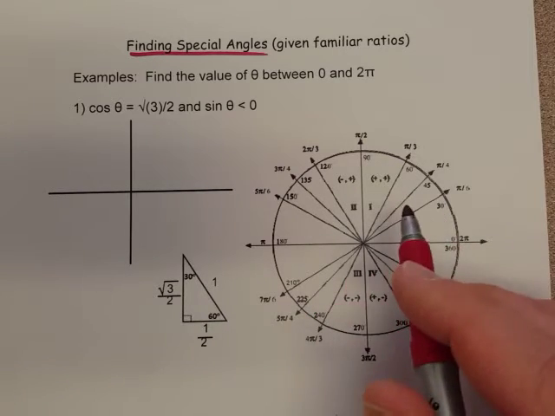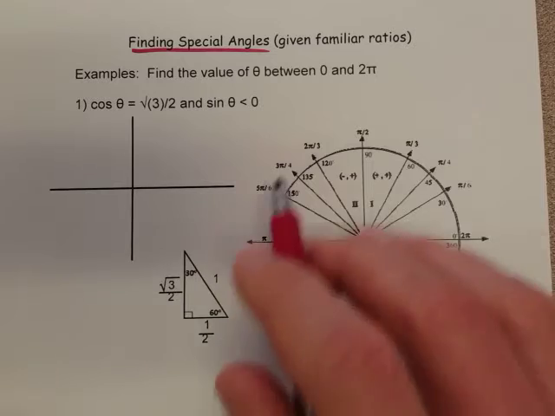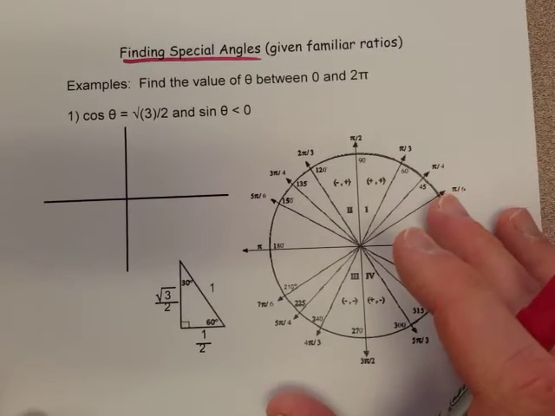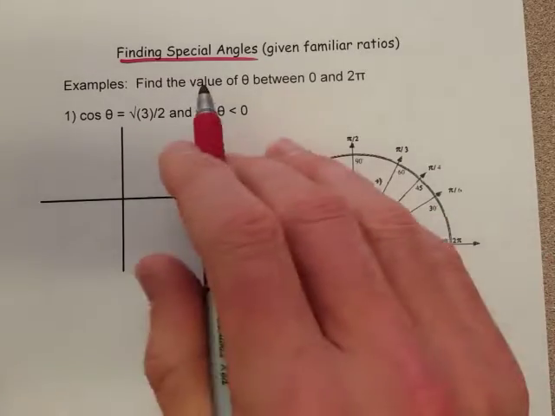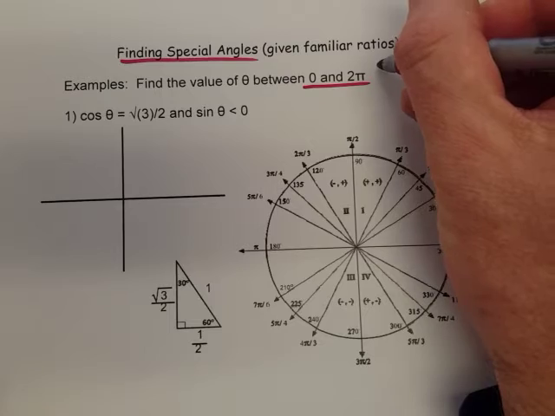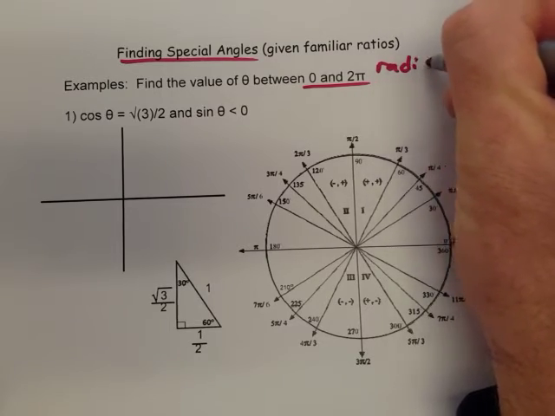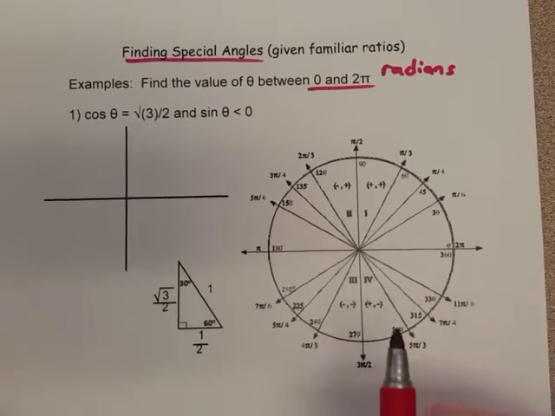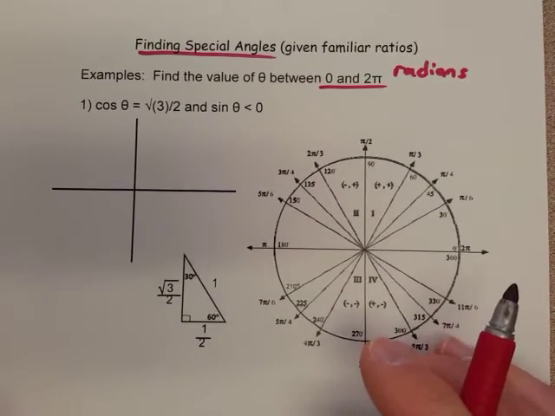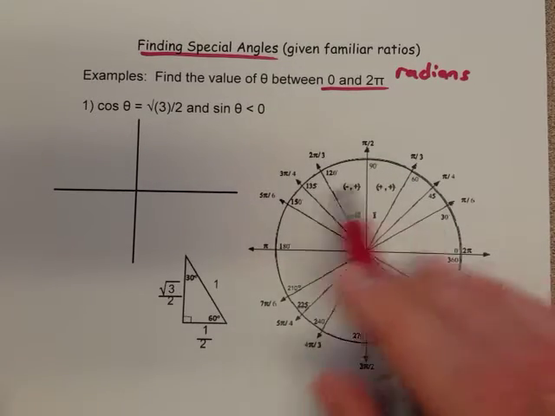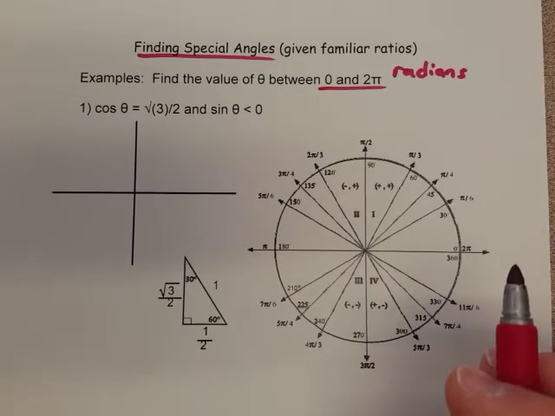We're going to try to figure out which of the special places around this circle it is going to be located, essentially. Now, one thing is that we're going to find the value between 0 and 2 pi. So that means radians. So we're going to be reporting this out in terms of pi's in the answer. But also between 0 and 2 pi means it's one turn around the unit circle. We're not going to go any farther than that.